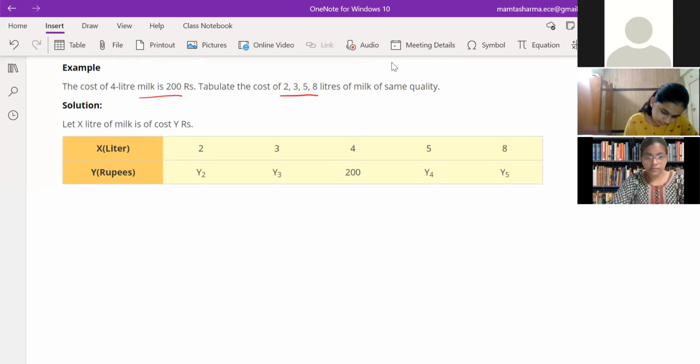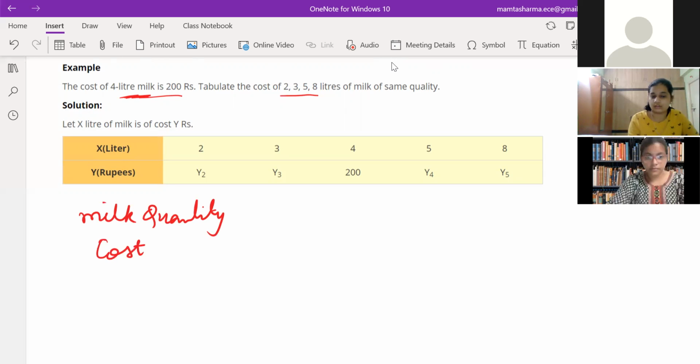Okay, wait. See, whatever is given, how many quantities have been given? Milk quantity and cost. So write down the milk quantity. Ma'am, when she was explaining the question, I didn't understand too much, but she told that if one is there, then that into the above one. Yeah, I am telling you the easiest method. There are two quantities, milk quantity and cost. For 4 liter milk, the cost is 200 rupees.